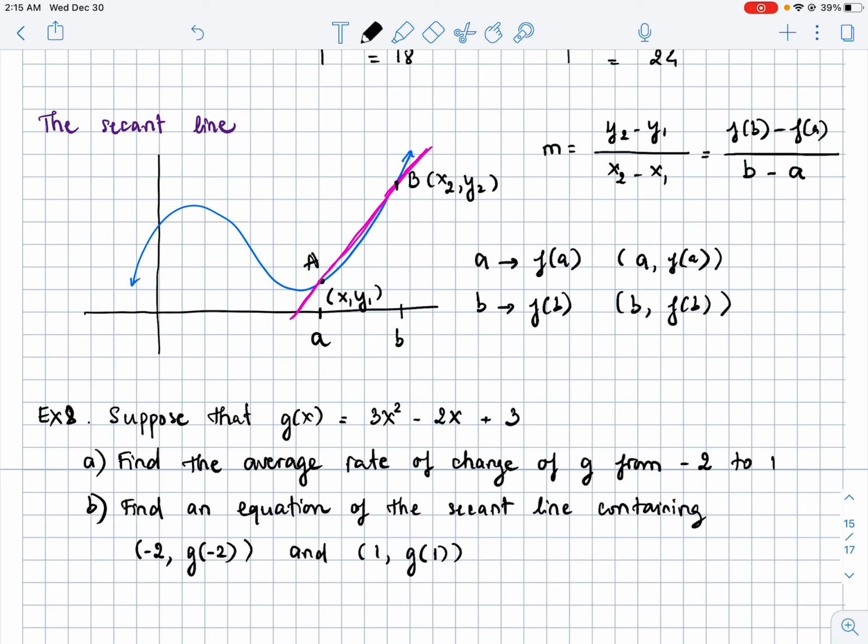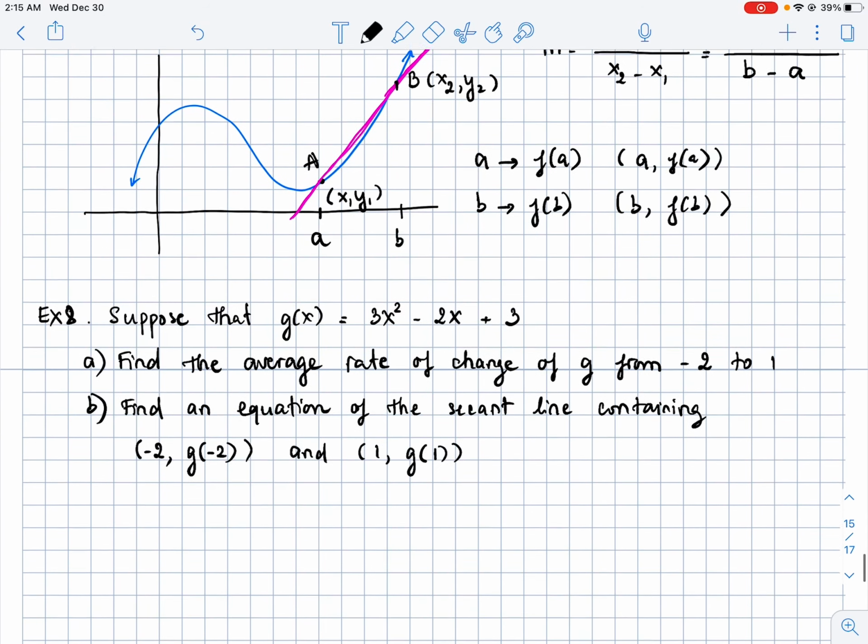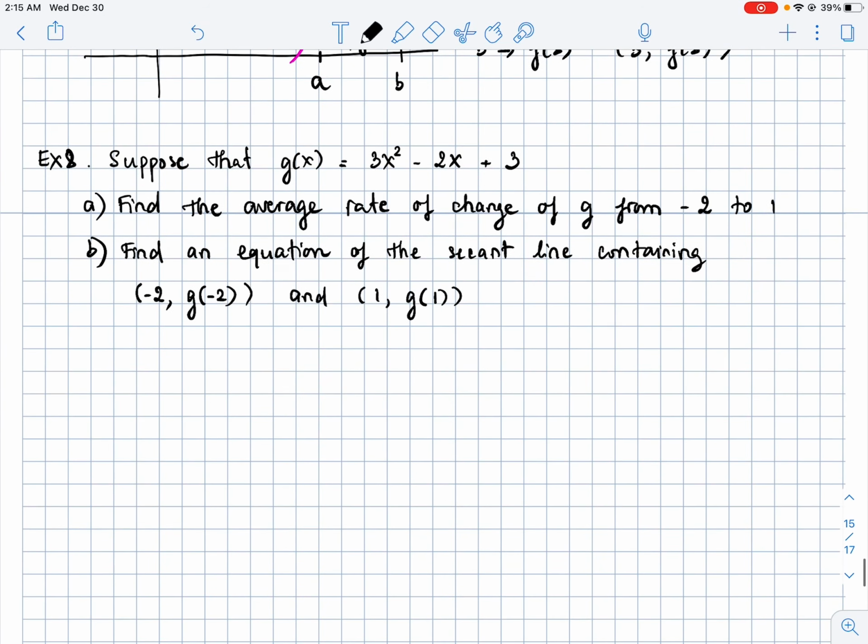And what do we notice is that f of B minus f of A over B minus A is the average rate of change formula. So basically, the average rate of change formula is just the slope formula that we learned in algebra.